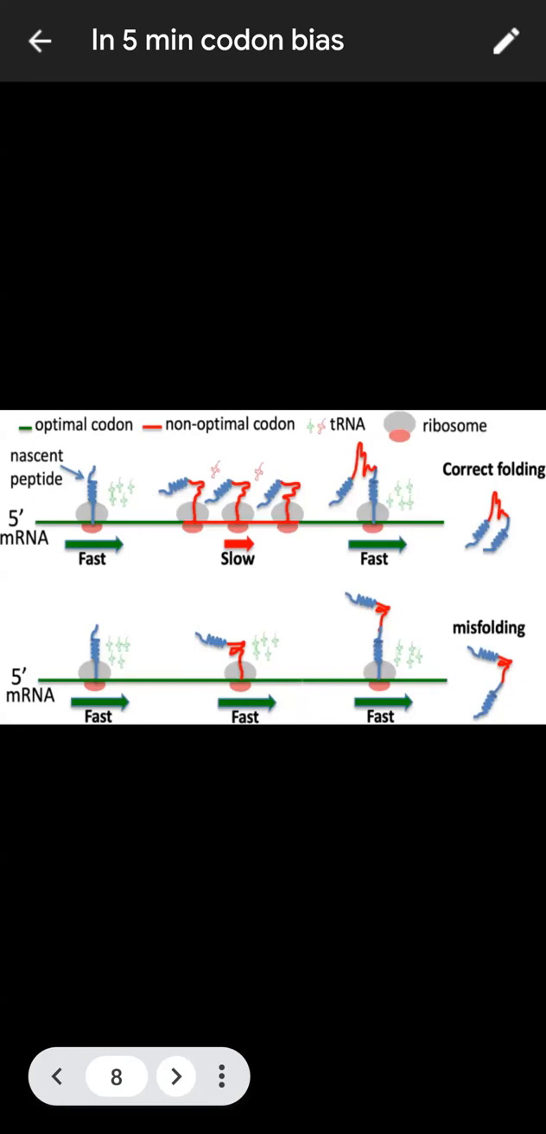We can see that optimal codings, which are in green, code for the codon bias. And you can see on the top right area, there's a correct folding to the protein because of codon bias. Whereas on the bottom, if it was depending upon evolutionary view of codon changes, it would cause misfoldings of the protein.